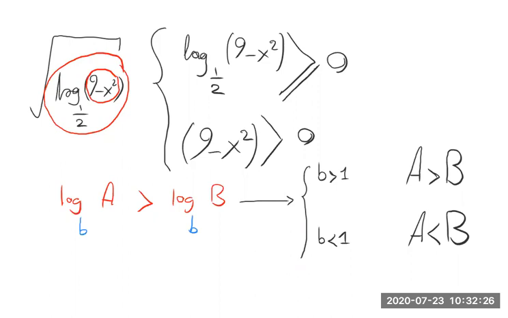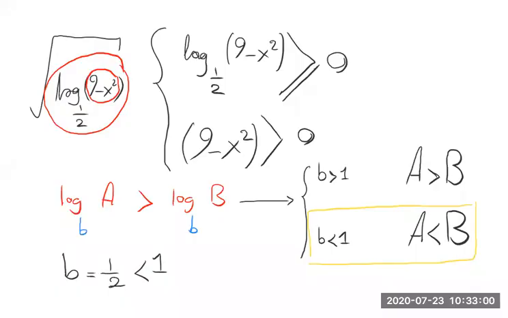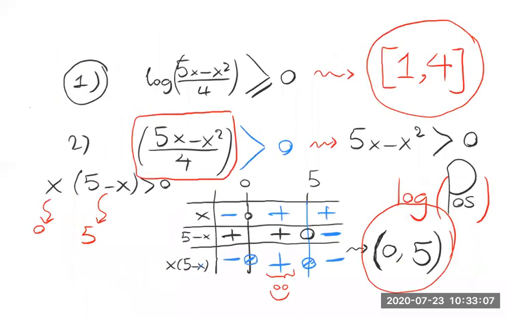So some of you didn't consider that. Here, the base is 1 over 2. It's less than 1, so the second case applies. Okay, let me compute it completely then. There are two things here. We should consider both of these: one is log of 9 minus x squared in base 1 over 2, the other one is 9 minus x squared itself.